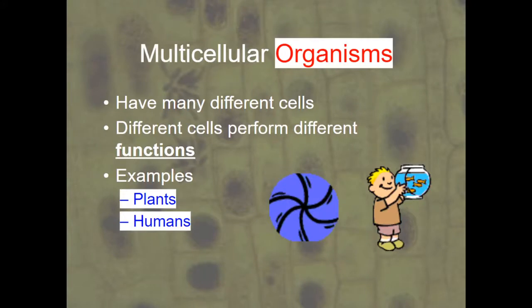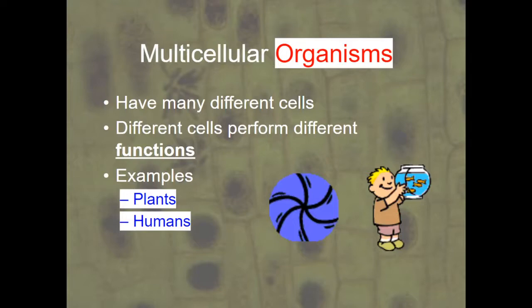If we're talking about multicellular organisms, there's a couple different types. Some examples would be plants and humans. So we've got multicellular, sometimes you have unicellular organisms, but in general, these are larger when we're talking about them.